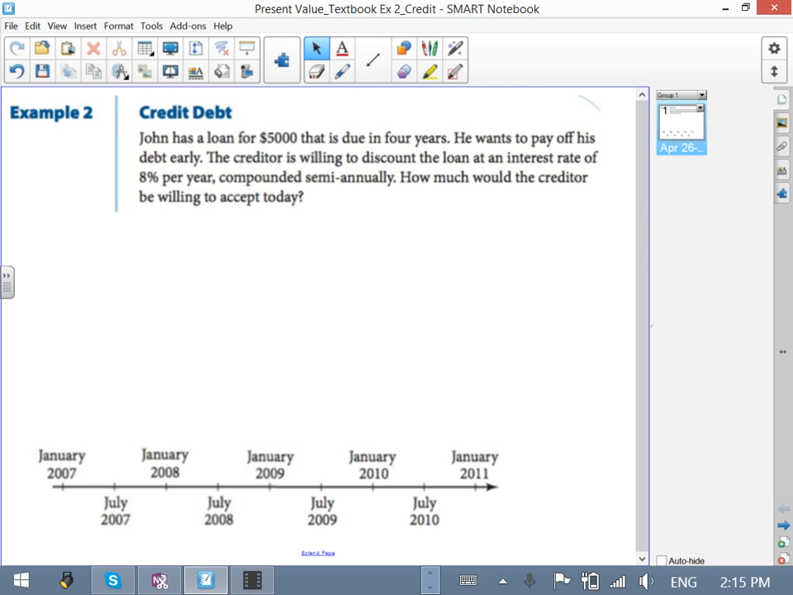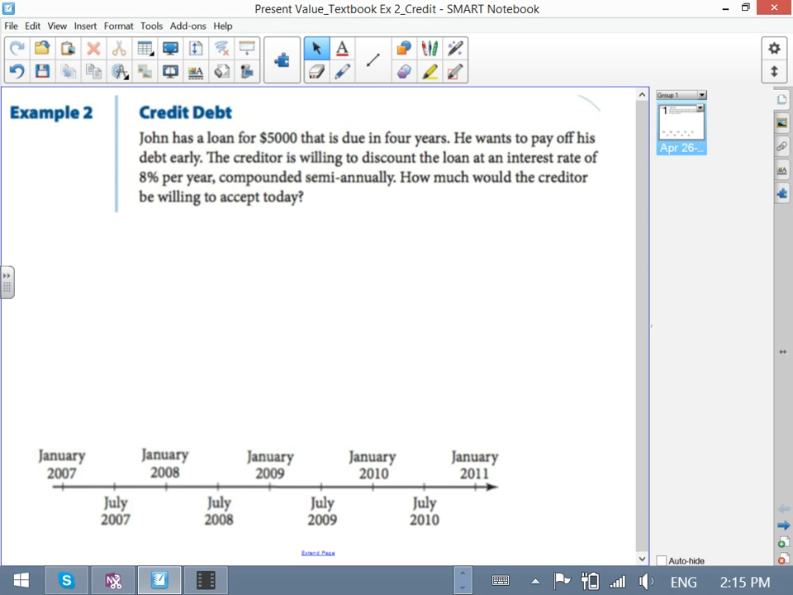So we have John who has a loan for $5,000. That $5,000 is the amount he has borrowed. He wants to pay the debt off early. So the creditor, now it could be a bank, it could be some other organization, is going to discount the loan, and the rate will be 8% per year, compounded semi-annually. So how much would they be willing to accept today?